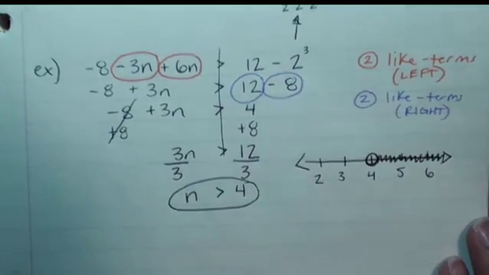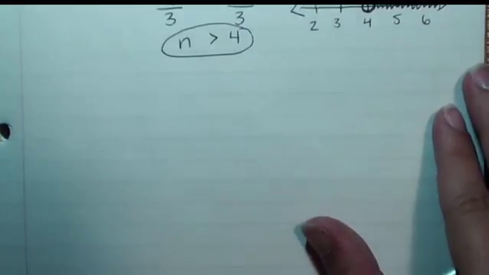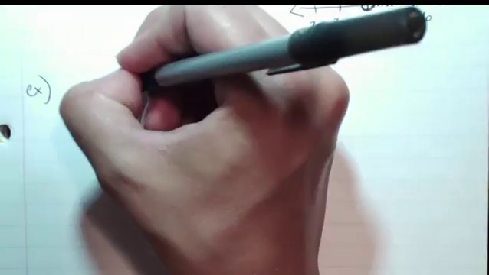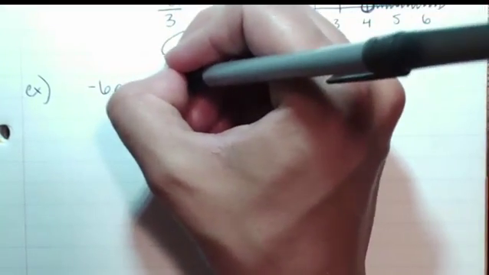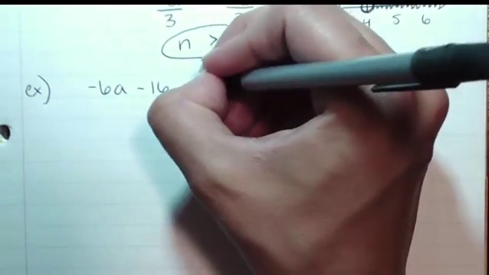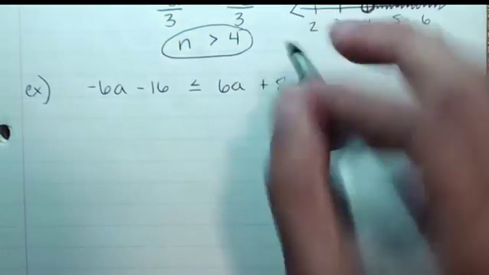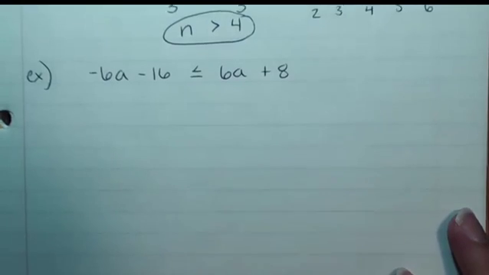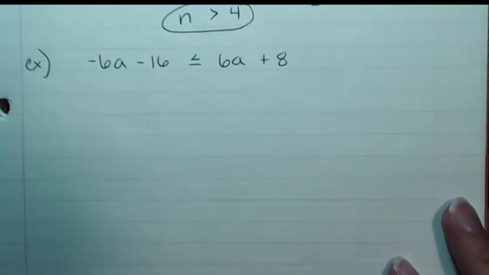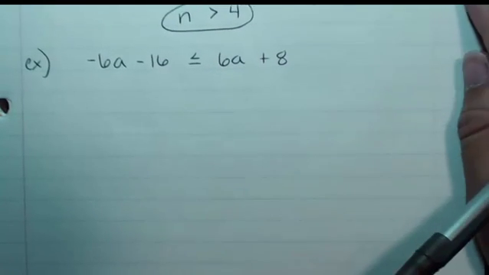Okay, let's just try one more before we talk about the last little thing. Let's do negative 6a minus 16 is less than or equal to 6a plus 8. Again, work this by yourself, and then when everyone's close to being finished, we'll go over it together.